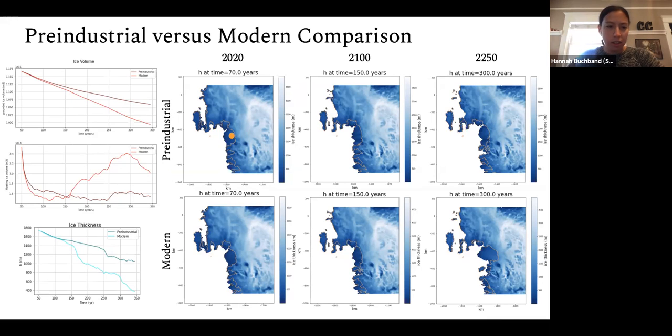And this entire comparison just goes to show that Thwaites responds a lot to human-induced ocean warming due to the difference between pre-industrial and modern responses.